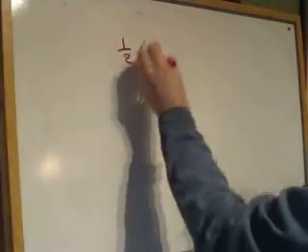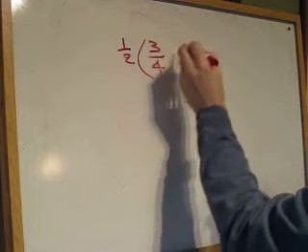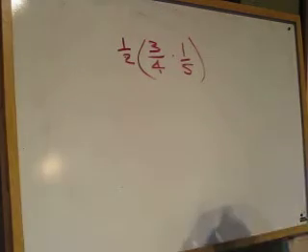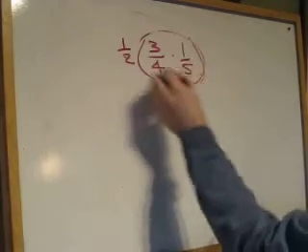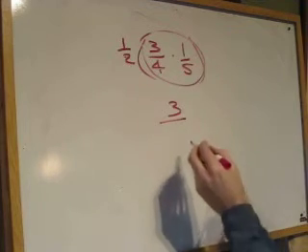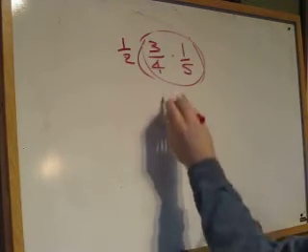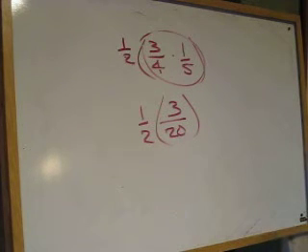Example 3 on page 184, it gives us 1/2, and then they give us in parentheses 3/4 times 1/5. Now if you remember from PEMDAS, we do what's in the parentheses first, so we're going to multiply these guys first and get 3 times 1 is 3 over 4 times 5, which is 20. We're going to leave those in the parentheses and multiply that times 1/2.